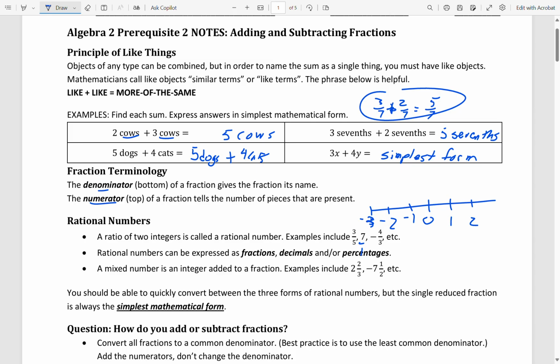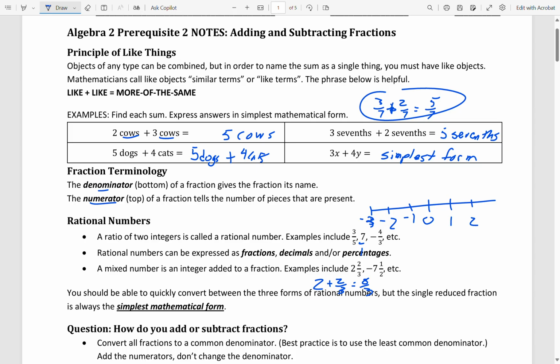Mathematicians don't like mixed numbers because a mixed number is an integer added to a fraction. So this actually is 2 plus 2/3. But if I would call that 8/3, then instead of being a mixed expression of a whole number plus a fraction, it's now just one simple fraction.